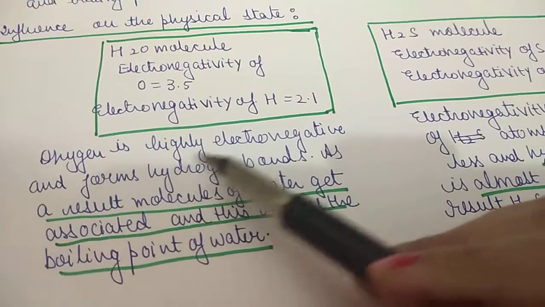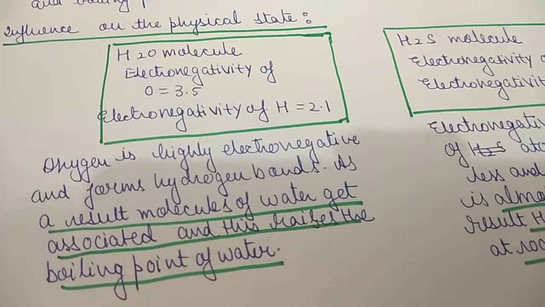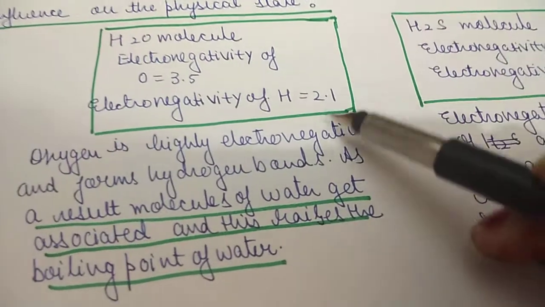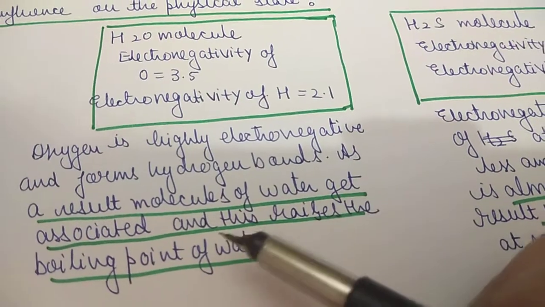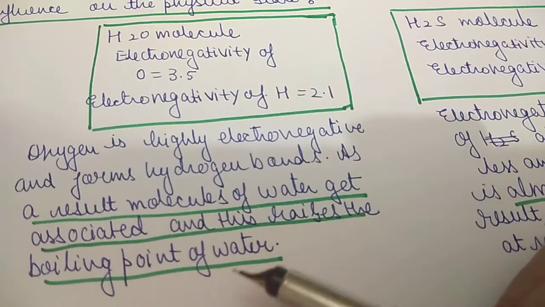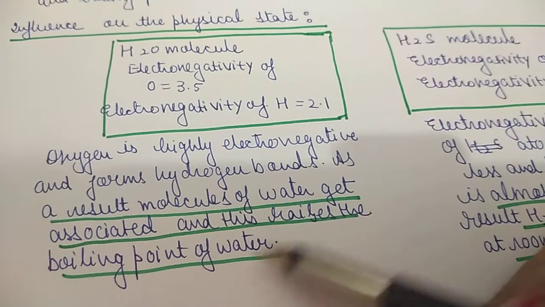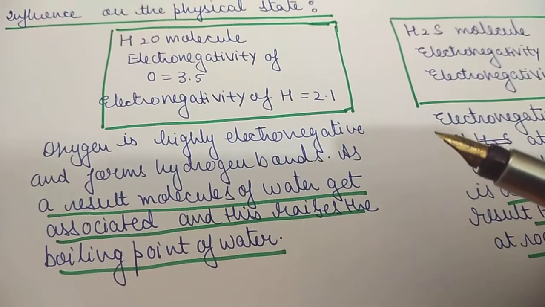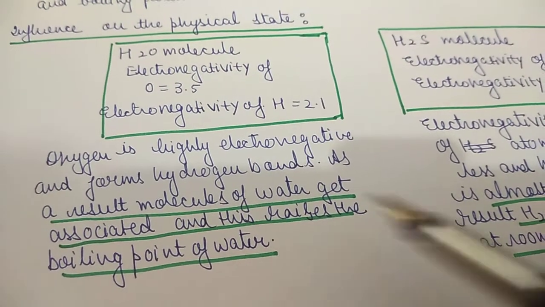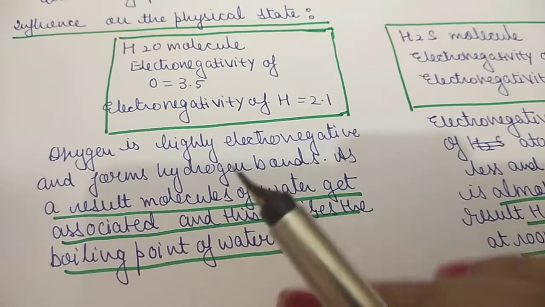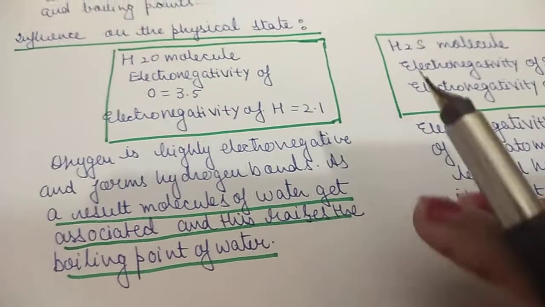So what happens? Oxygen is highly electronegative and it forms hydrogen bonds. Because oxygen is highly electronegative, it forms hydrogen bonds. As a result, molecules of water get associated and this raises the boiling point of water. और इसकी वजह से क्या होता है कि बॉइलिंग पॉइंट जो है वाटर का वो इंक्रीज हो जाता है and in general at room temperature and at most temperatures जो आपका water है it exists in the form of liquid.